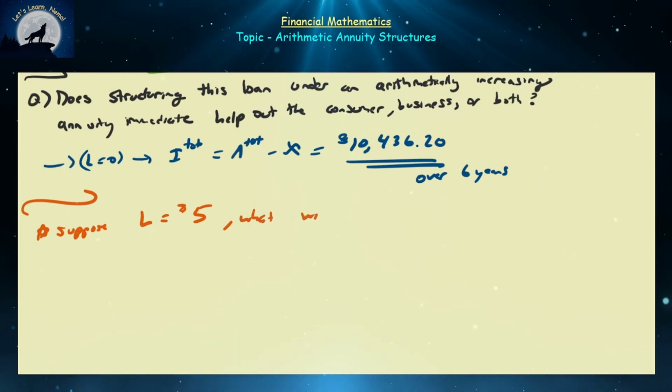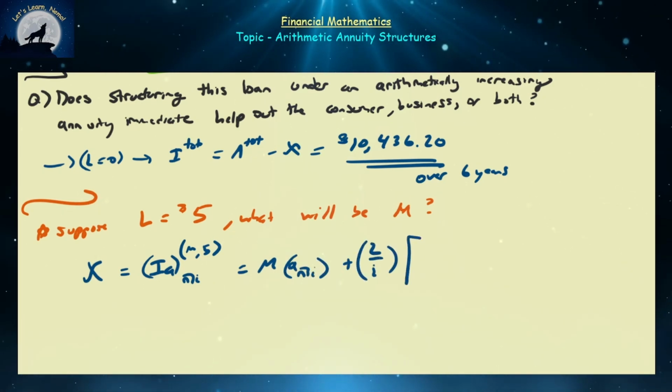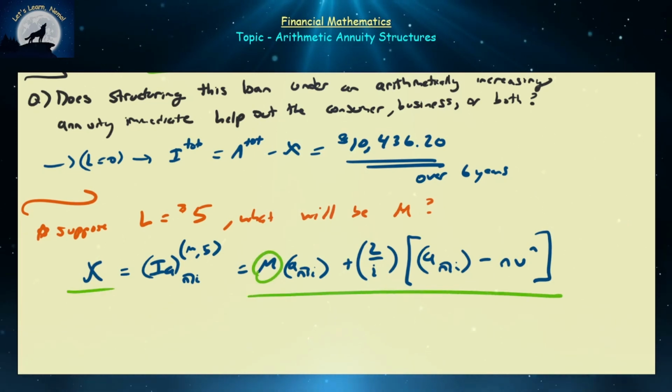So what will be M, which is our first monthly payment that we will start stacking on top of? So keep in mind the present value, which obviously is going to be our principal, must be equal to (IA) angle n at I of M and 5, right? And our goal is to solve this equation for M. So what is that going to be? So that's going to be equal to M a angle n at I, generally speaking, plus L divided by I times (a angle n at I minus n nu^n). So there's only one thing that we need to solve in this equation, and that's obviously just that little M term.